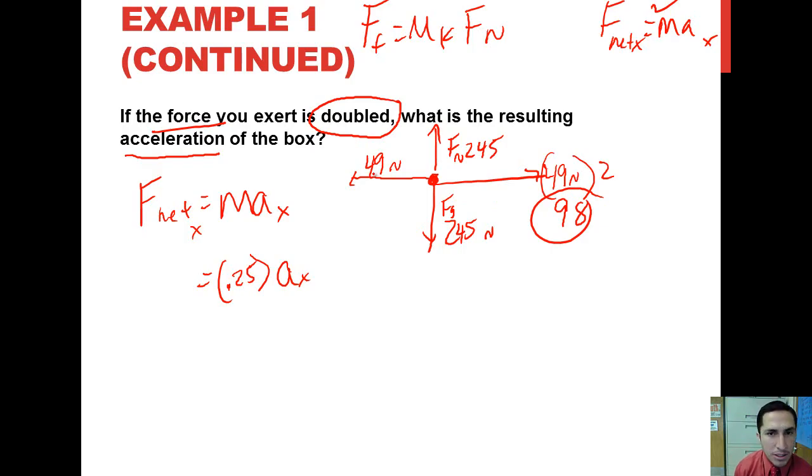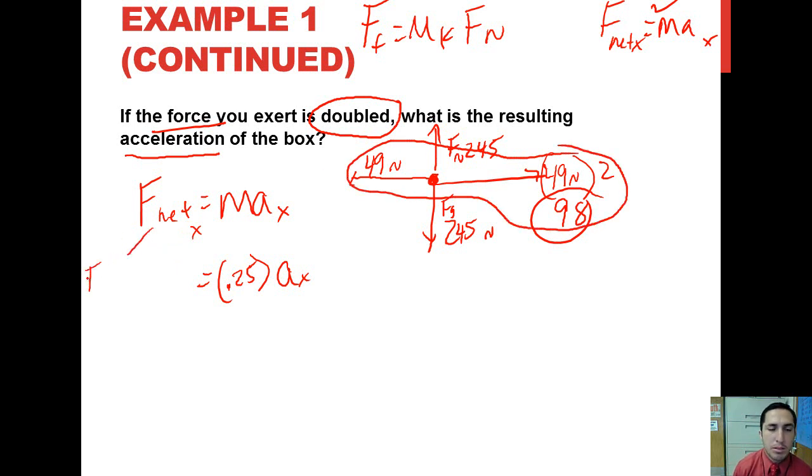Does that mean friction changes to 98? No, it didn't say double friction as well. It doesn't say it's still moving at a constant speed. It says, let's find the acceleration when you double the force only. So, for our F net, what direction do we care about? Do we care about the Y direction or the X direction? We care about the X direction, so I'm ignoring those, but I'm concerned about these.